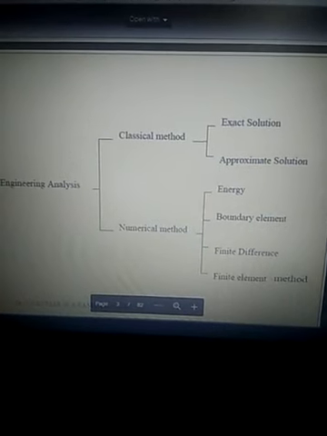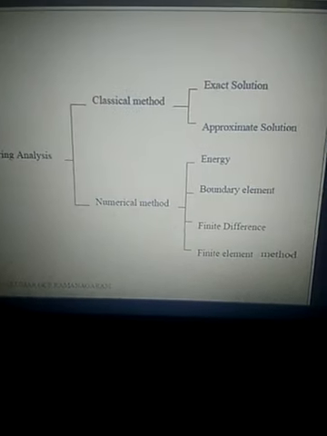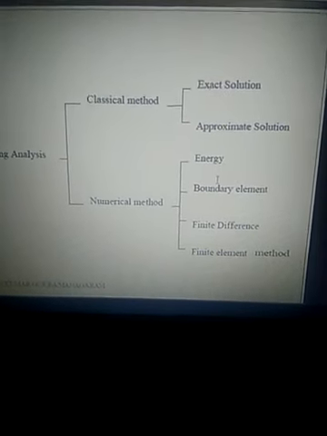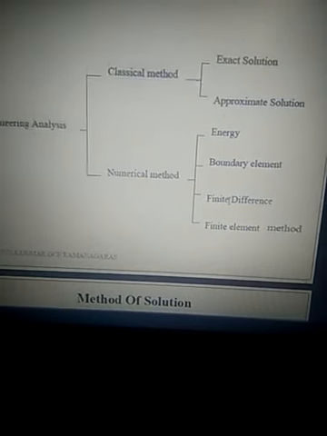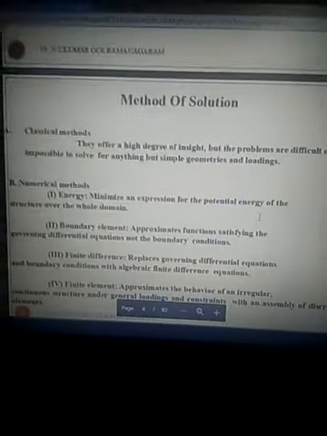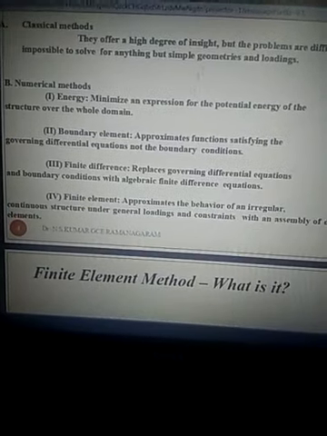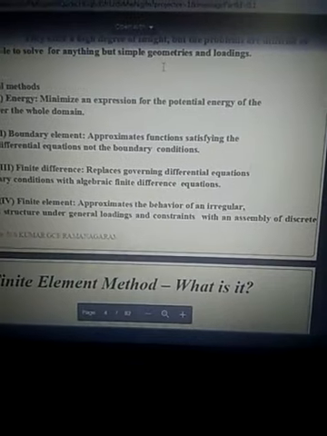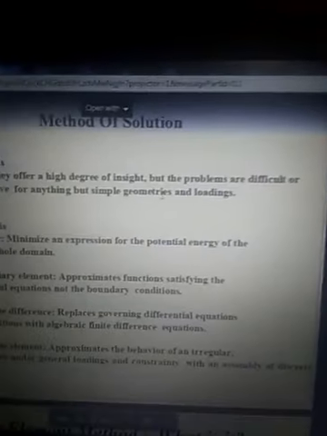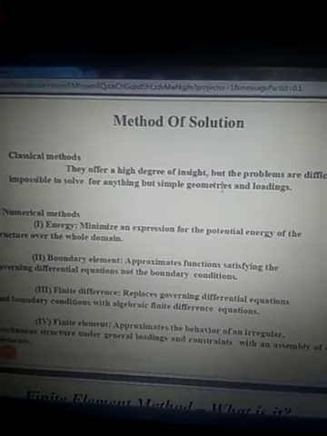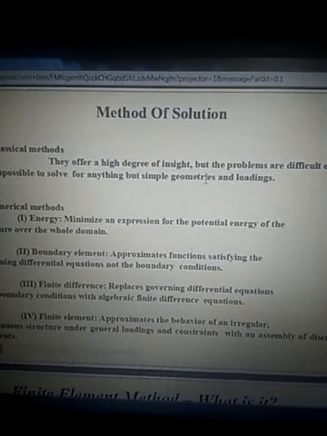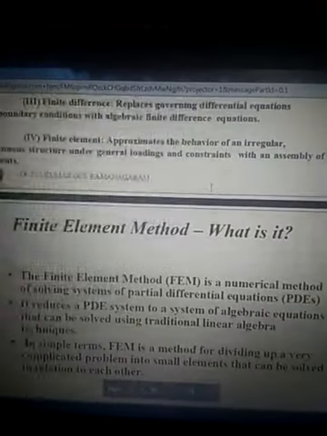Now, actually speaking, we have classical methods, exact solution, approximate solution. Here, numerical methods: energy, boundary element, finite difference, finite element. Now you come to the methods of solution. We have the classical method, that's what I explained, but they offer a very high degree of insight, but the problem is difficult or impossible to solve for anything but simple geometry and loadings. This is what energy and boundary element methods, you can go through.